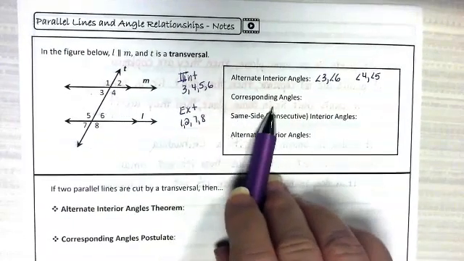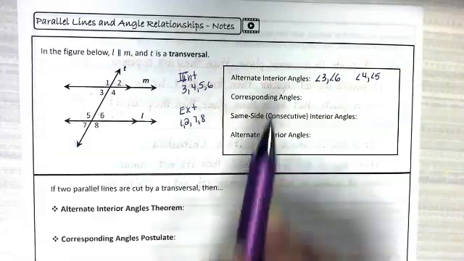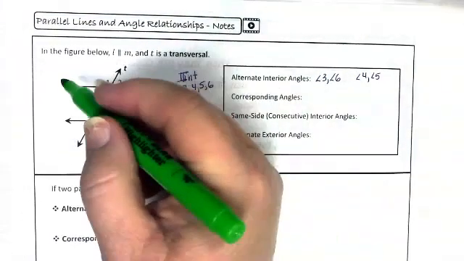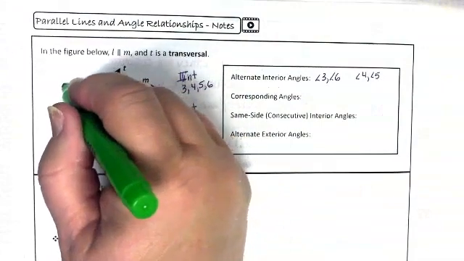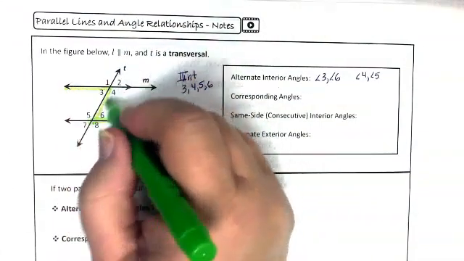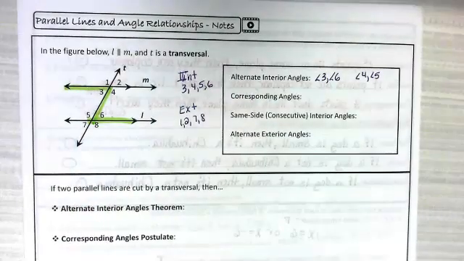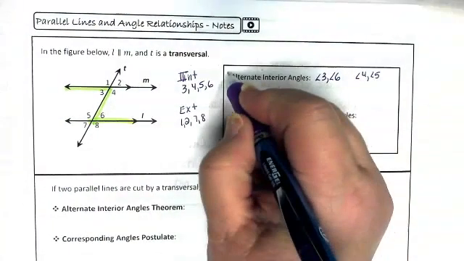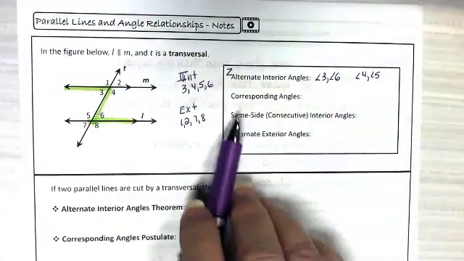Corresponding angles. Now corresponding angles, I forgot to tell you something about alternate interior. Alternate interior angles make a Z shape. So if I trace angle 3 and angle 6, you'll see there's a Z shape there. That Z is going to come in handy for a lot of what we do in geometry for the rest of the year. So alternate interior angles, remember, they make a Z shape.